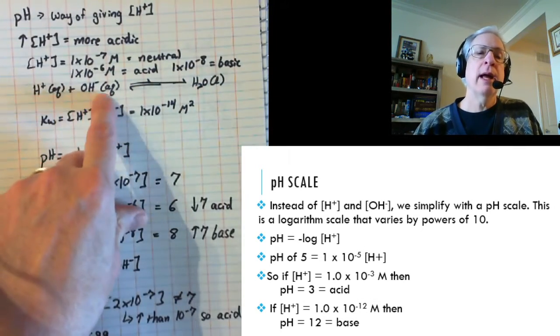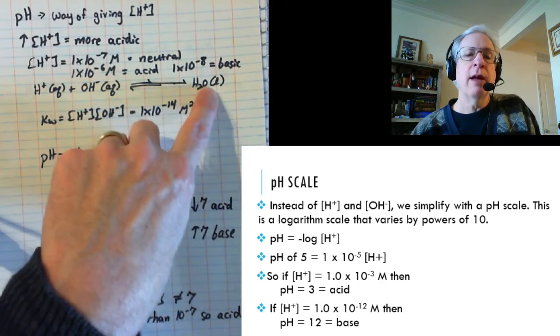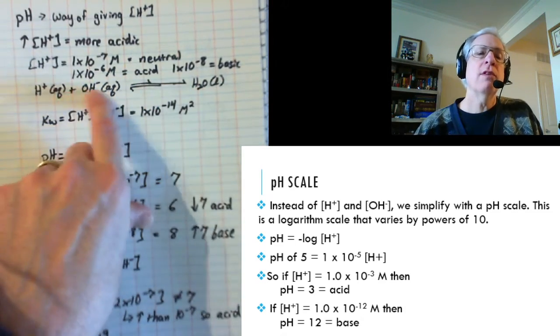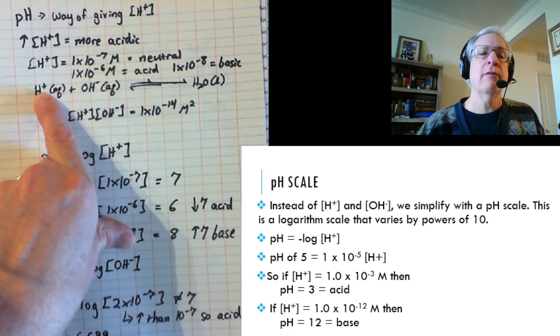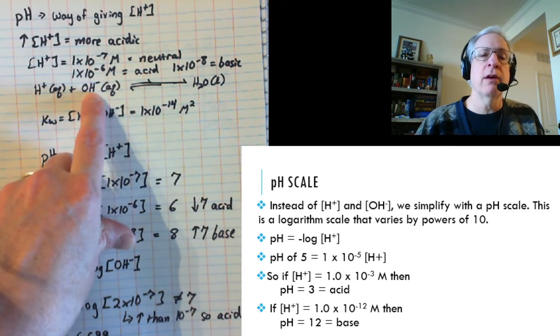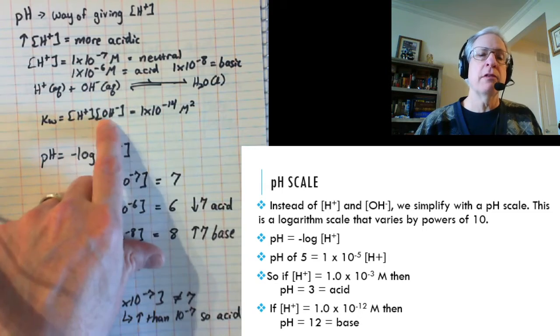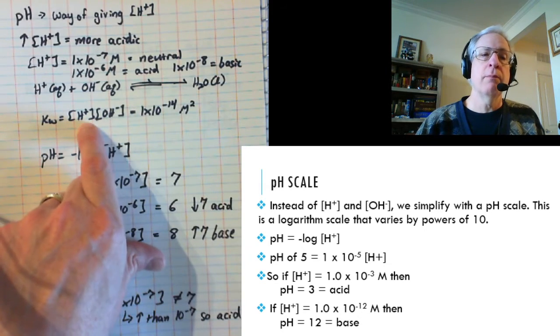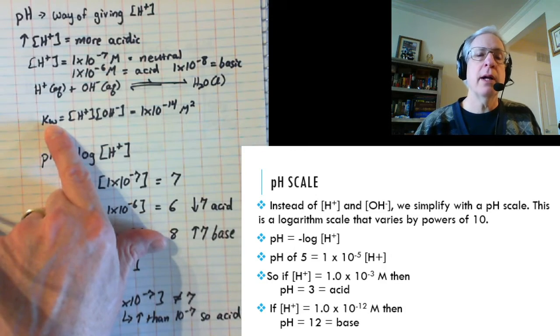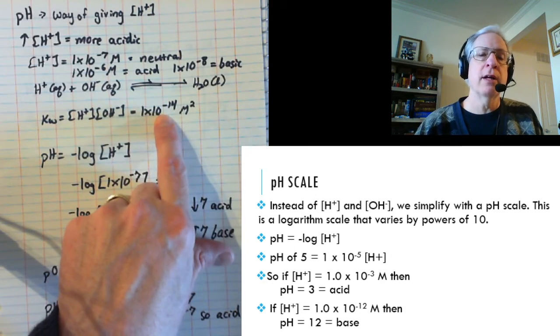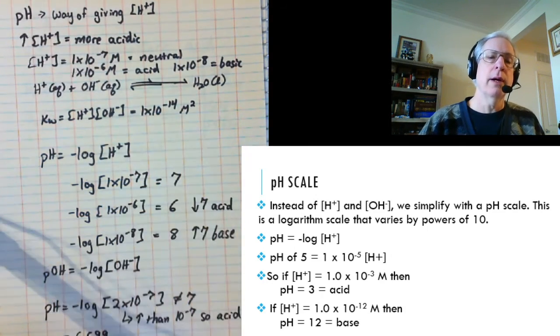And it's all because we have this reaction, which is highly favored on the water side, where you always have a little bit of these. And if I increase one of these, I can make it either acidic if I increase hydronium, or basic if I increase hydroxide. Because the product of these two concentrations in water, the ion product constant, is 1 times 10 to the negative 14th, molarity squared.